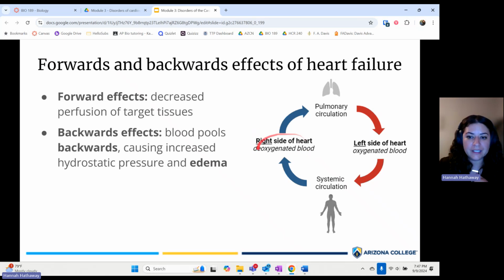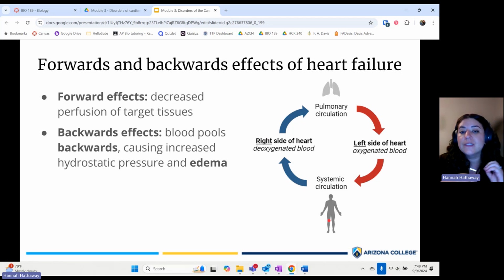If you have right side heart failure and we're thinking of a backwards effect, the heart is supposed to be pumping that blood out. If it's not working, essentially you're going to get a buildup of blood from the place before. It's like that example I gave before: think of putting a dam on the right side of the heart. If you put a dam in a river, water's going to back up, right? So there's going to be blood pooling in the step before, which is the systemic circulation. Blood pooling is going to increase hydrostatic pressure, meaning the amount of fluid pressing against the vasculature. And that causes edema.